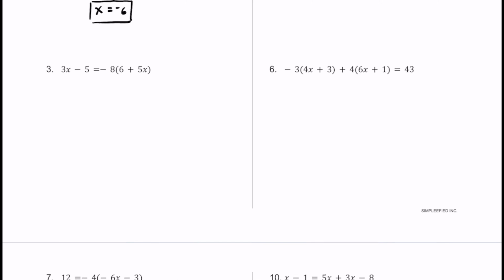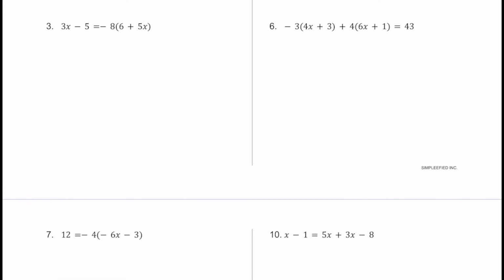For number 3, we have this equation, but it looks like we have parentheses as a part of our equation this time. So we have 3x minus 5 is equal to this negative 8 multiplied by the quantity of 6 plus 5x. Okay. Now what we're going to do here is the left side can't be simplified at all, but this negative 8 can be distributed to both of these terms inside of this parentheses, right?